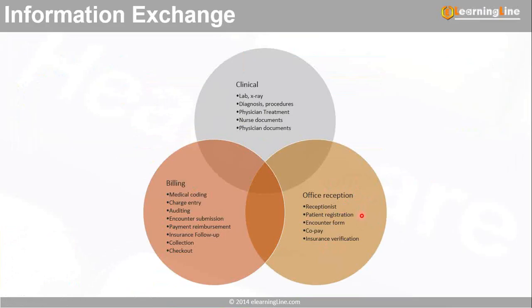Then you have the encounter submission, which is that encounter form we see over here, which gets submitted to the insurance. Then payment reimbursement, which is about which claim needs to be priced how.